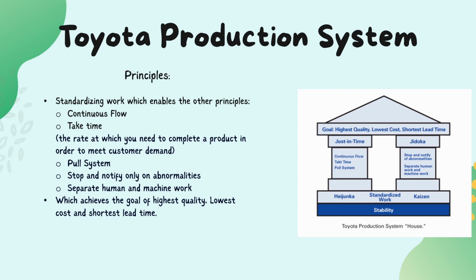Another principle is the pull system and stopping to notify only for abnormalities, making sure no time is wasted and they stay on track, and separating between human and machine work. They wanted to make sure that nothing went uncounted for and they were able to continue work through machines even if humans were not available or able to monitor those machines. In all, the Toyota Production System's one goal is to make sure that they achieve the highest quality while having the lowest and shortest time of production.